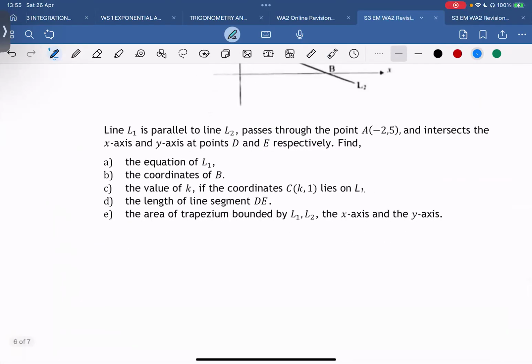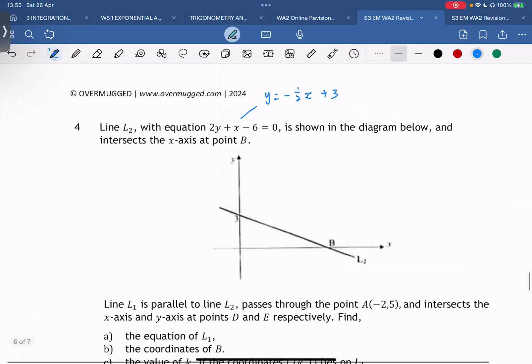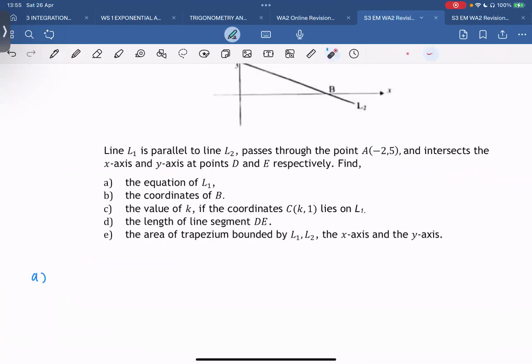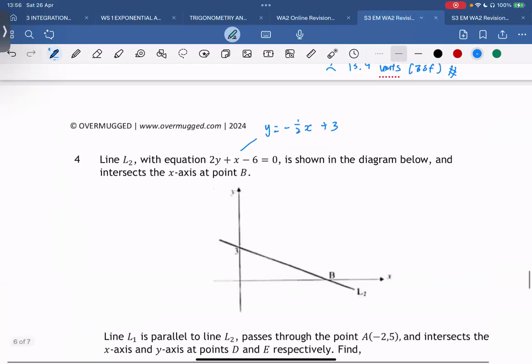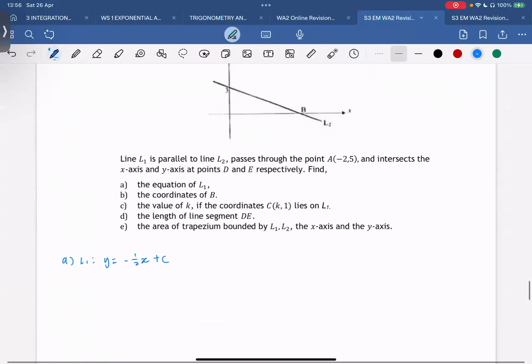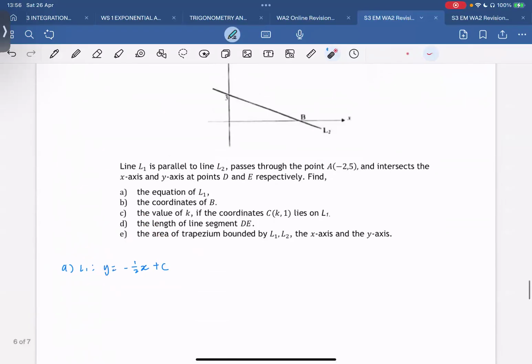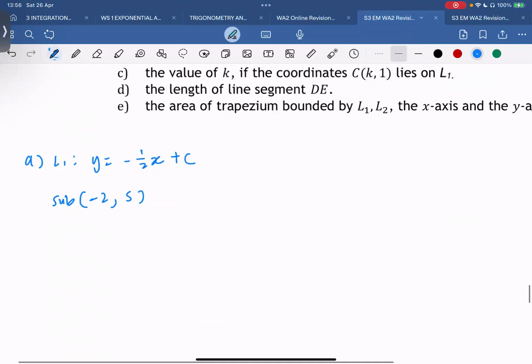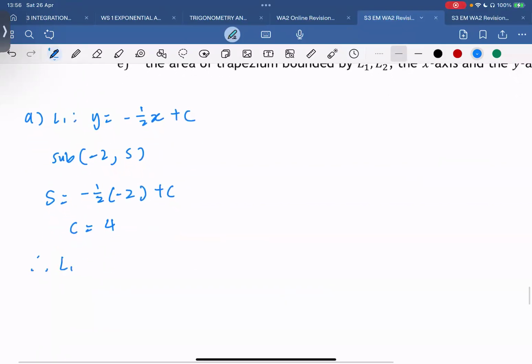So okay, since we know line L1 is parallel to L2, that means the gradient of L1 must be the same as L2, right? Which is negative half. So y will be negative half x plus c. And to find the value of c, we just need a point that lies on L1. In this case, point A. So sub negative 2 comma 5. So 5 equals to negative half times negative 2 plus c. Solving for c, you get 4. Therefore, L1 must be y equals to negative half x plus 4.